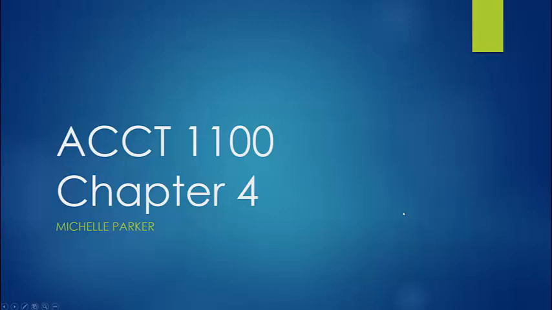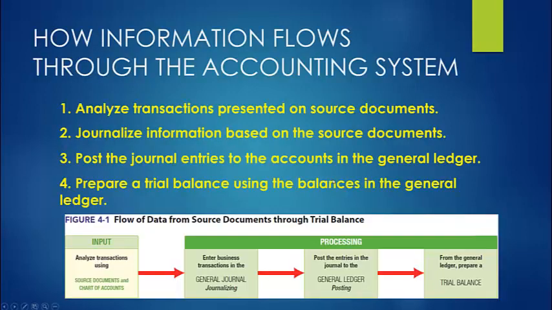In Chapter 4, we're going to be using the skills that we learned in Chapters 2 and 3 to enter our financial information in our accounting records. So we have been practicing so far with analyzing transactions and our debits and credits, and now we're going to actually analyze the transactions and put our debits and credits in our general journal, and then we'll transfer those over to the general ledger, and we'll look at those more closely in a few minutes.